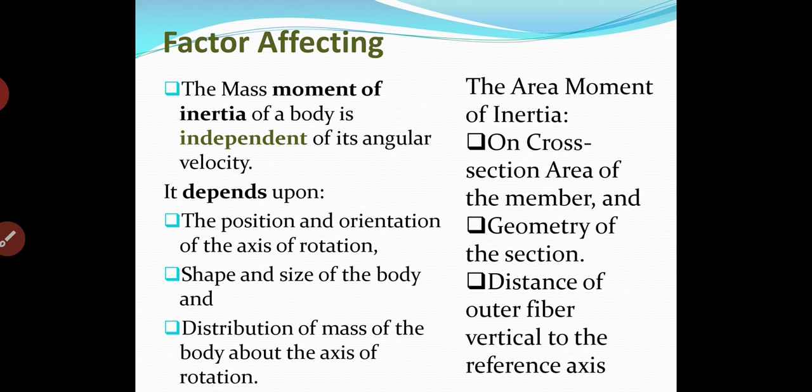Now, this much was an introduction to the moment of inertia, and for your information, it is really a tremendous property, and you will find many uses of this. And in the next lecture, I will be dealing with the practical application of the moment of inertia in the real world.